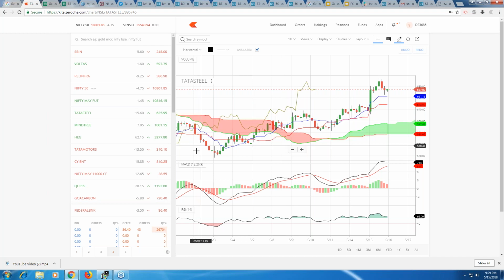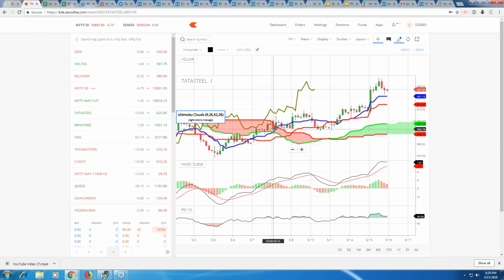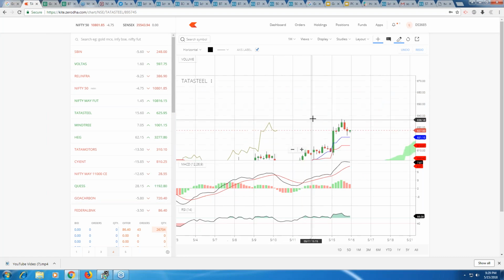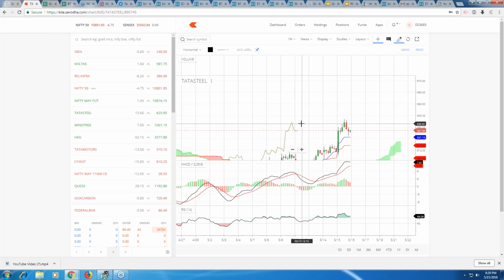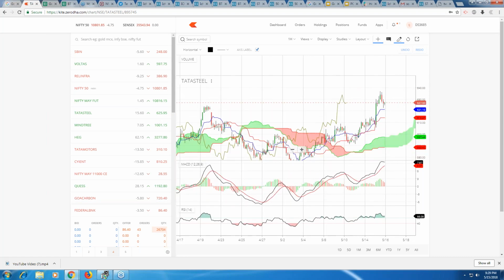When the blue line crosses the red line and you're close to the cloud, keep it on your radar. The moment RSI goes above 60 and the stock is above the cloud, enter into it, right? This is Tata Steel. So from 597, it takes you to 635. Beautiful movement up from here to here, right?